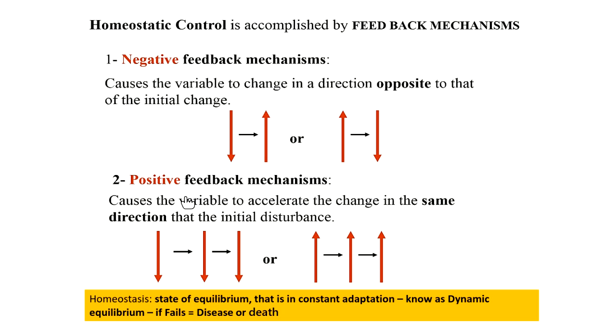Now for the positive feedback mechanism, the variable accelerates the change in the same direction. An example is blood clotting. Once your body detects there's a bleed, it sends the platelets there. That platelet response sends even more platelets to the site. Even more platelets attract even more platelets. So that continues the mechanism to clot the blood.